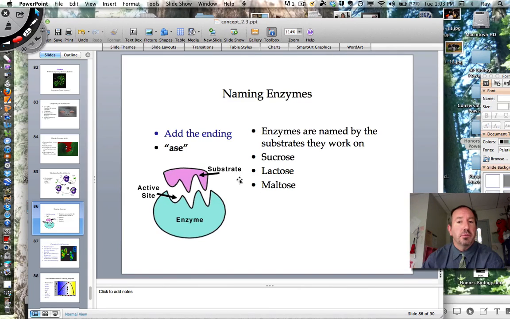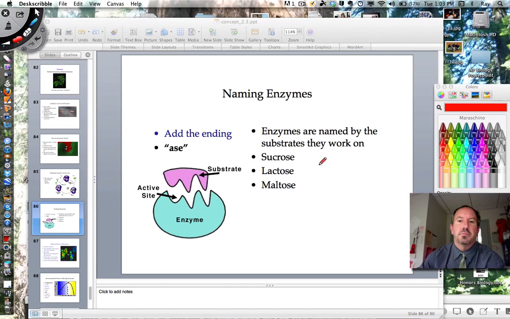So for example, if we're trying to digest sucrose, the enzyme that speeds up the digestion of the disaccharide sucrose is, you remove the ose, right there, let me cross it out, and you put ase. And so the name of that enzyme is sucrase. So sucrase helps to digest sucrose. This is a very famous enzyme right here.